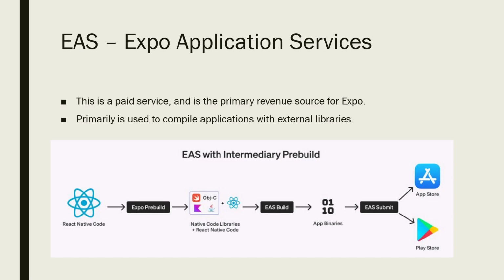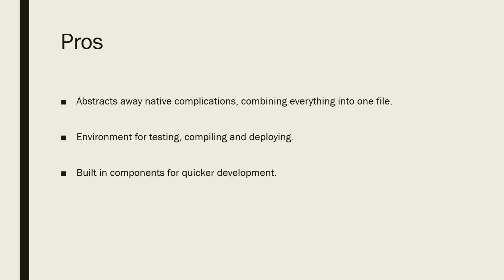And so Expo said, okay, well, we'll come up with a solution, and EAS is their solution to that, where it allows you to run something called Expo Prebuild, which will compile it using the native libraries and the React Native code, the external libraries, and then it builds it into app binaries, and then you can submit those app binaries straight to the Play Store or the App Store. And so it allows you to do what used to be done in a very complicated fashion all through Expo.